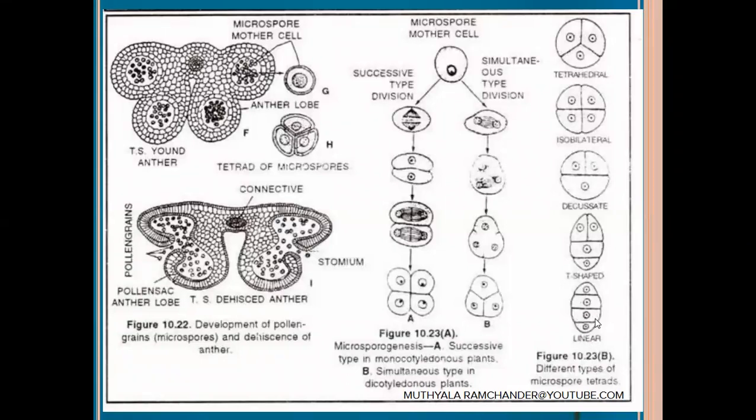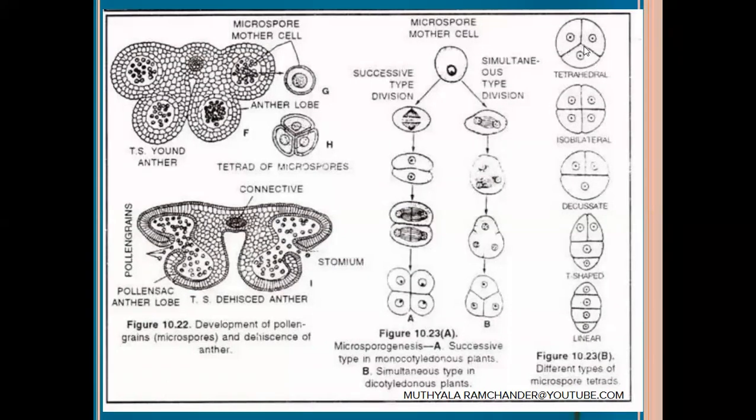See, in this linear arrangement, four microspores are arranged in a line, one above the other. They look like a tier-like structure. In each tier, one microspore or one pollen grain is present. These are the different types of microspore tetrads. One is tetrahedral, second is isobilateral, third is decussate, fourth is T-shaped, and fifth is linear arrangement.